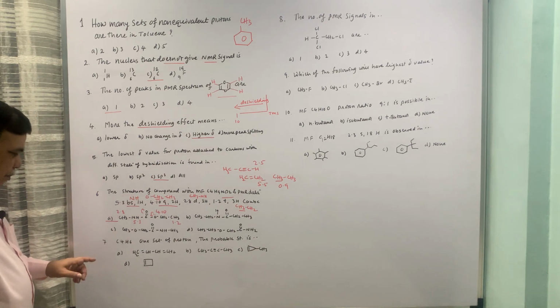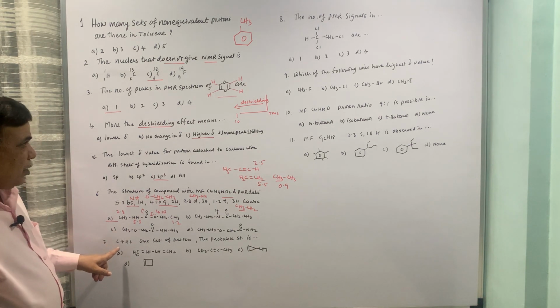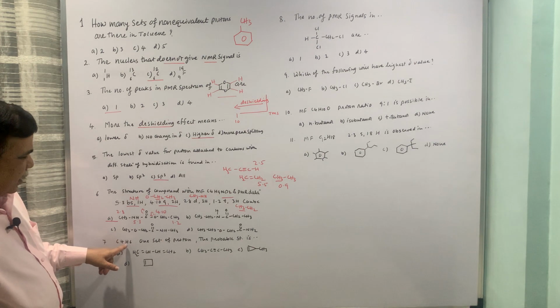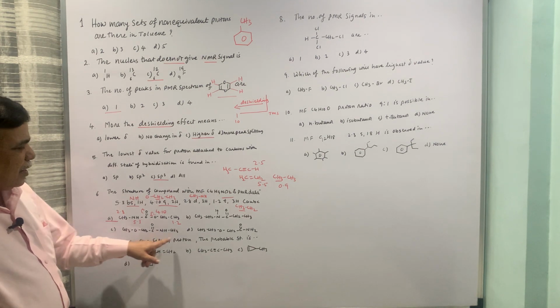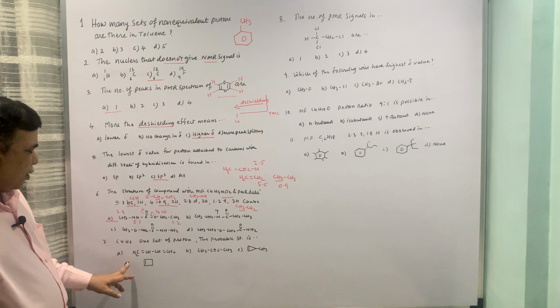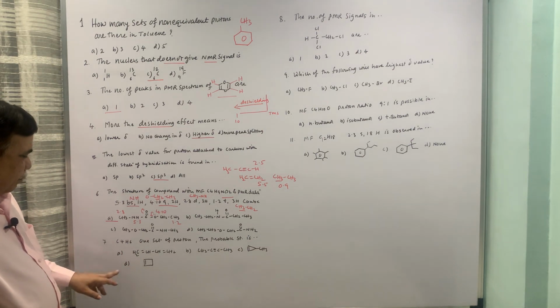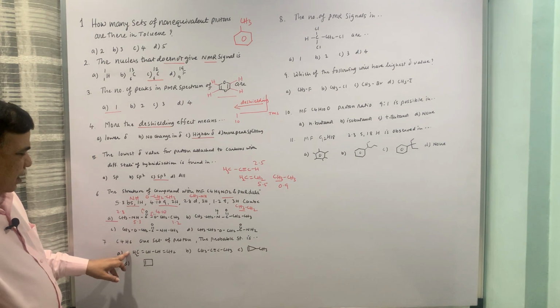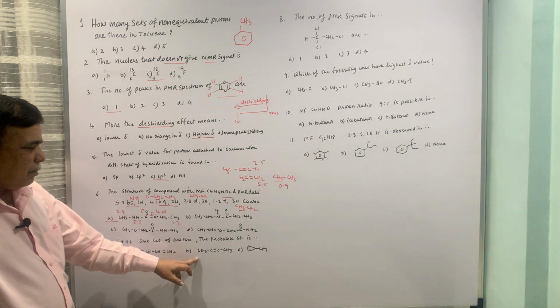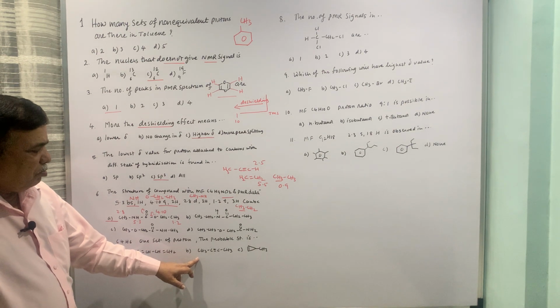Okay. Next question: C4H6, one set of protons, the probable structure. Now, this is PMR data. This is one, that is butadiene, 1,3-butadiene. This is 2-butyne.